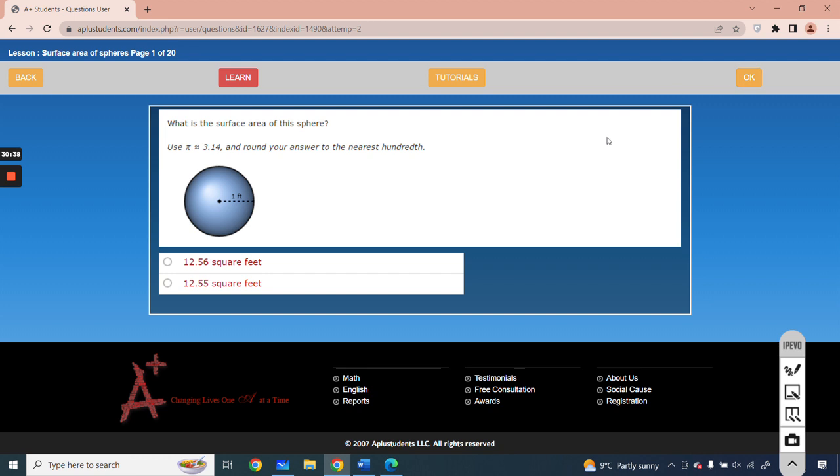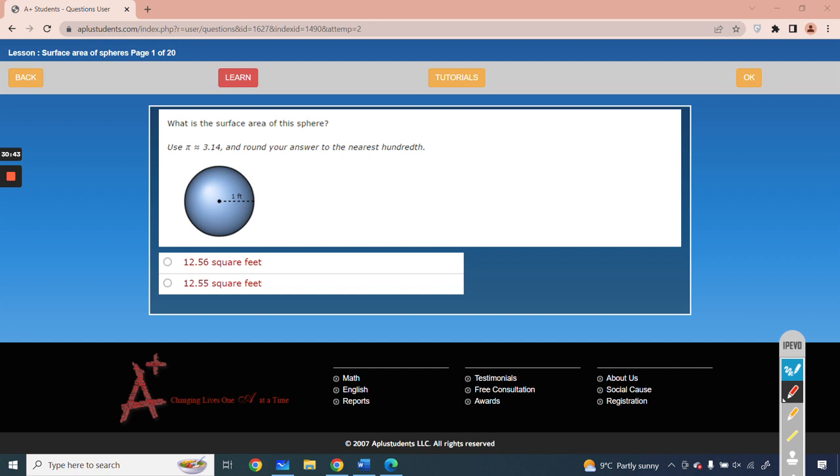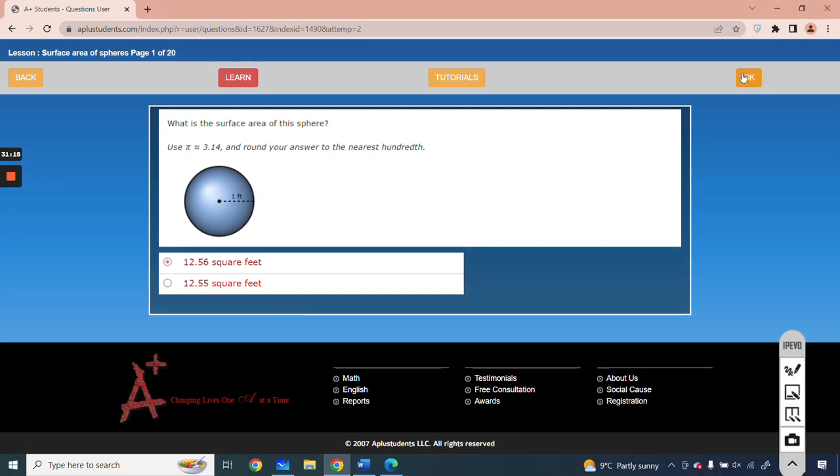You have to find the surface area of the sphere. The surface area of the sphere is 4 pi r square. Got it? Just put up all the values in the formula. 4 pi has a fixed value 3.14 and r is 1, so it would be 1 square. 1 square is 1. Just multiply, it would be 12.56 square feet. Got it? That is option number 1. 12.56 square feet is the correct option. Just select the correct option, then click on the OK button.